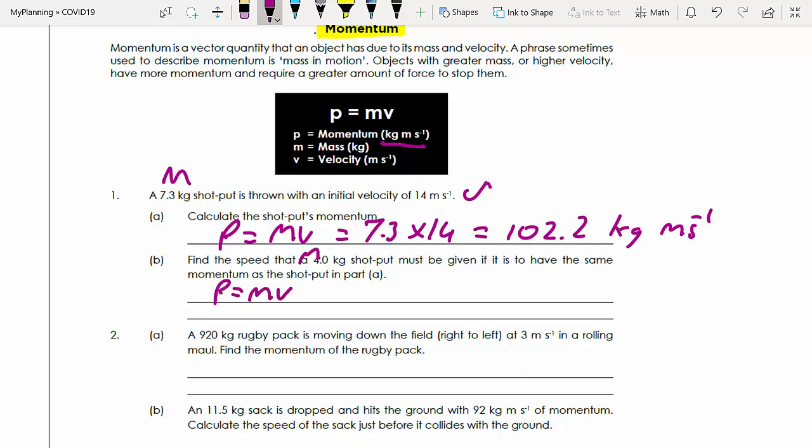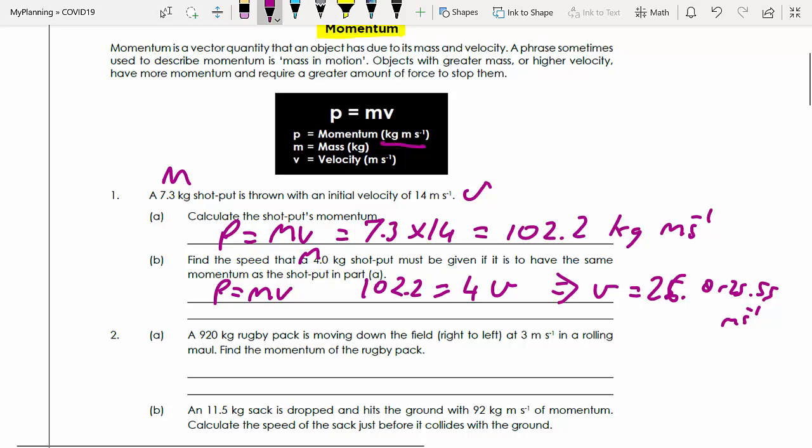So P equals mv. If it's going to have 102.2 kilograms meters per second of momentum and it is a 4 kilogram shot put, then we simply go 102.2 divided by 4, which would mean that it would have to have a velocity of 25.55. It's two significant figures, so it should really be 26 meters per second, m s minus 1.